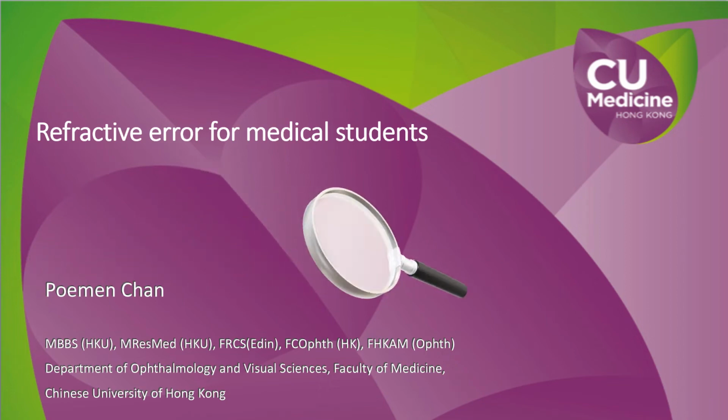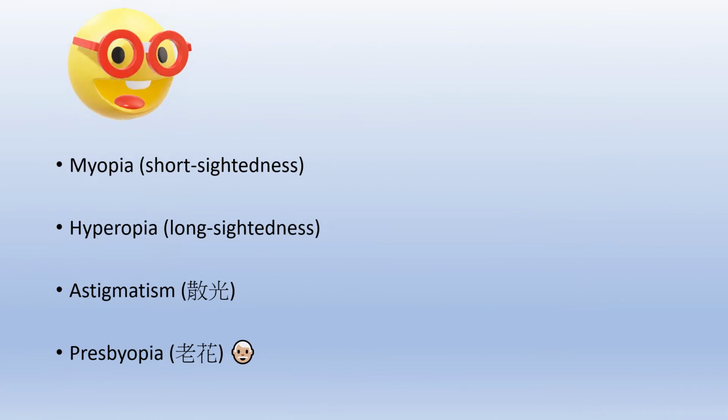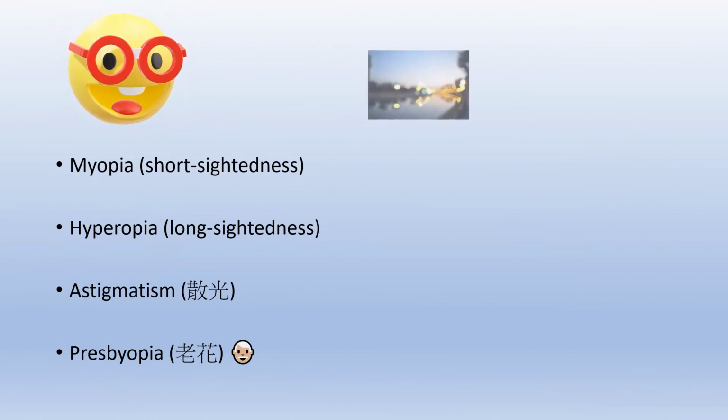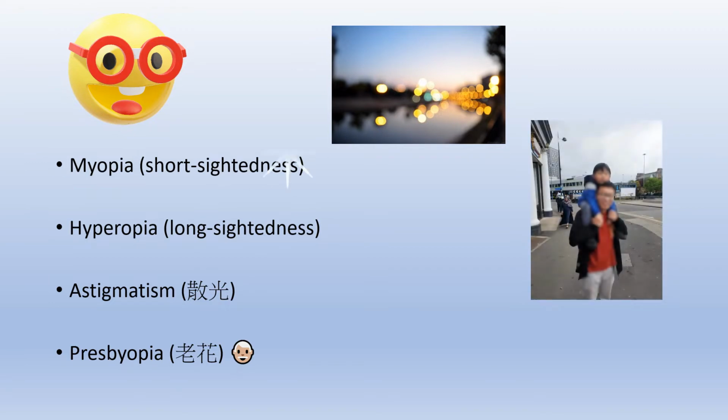We're going to talk about some basic concepts of refractive error. There are basically four types: myopia, that is short-sightedness; hyperopia, that is long-sightedness; astigmatism; and presbyopia.